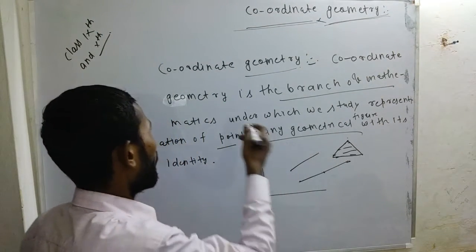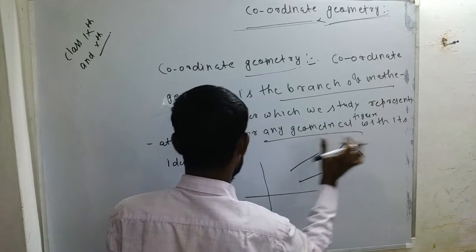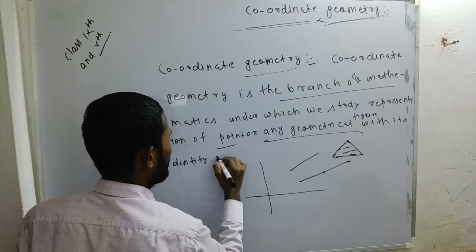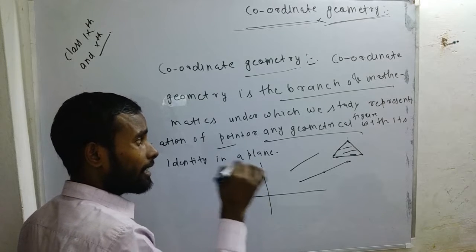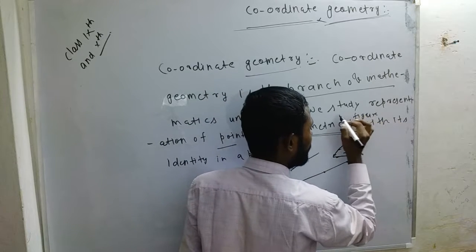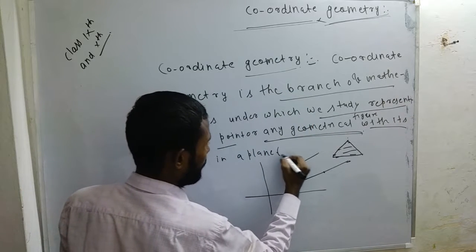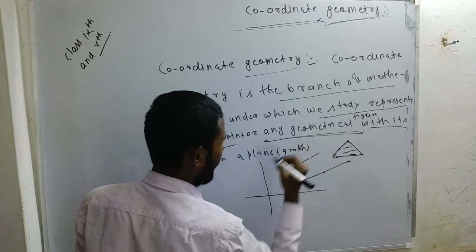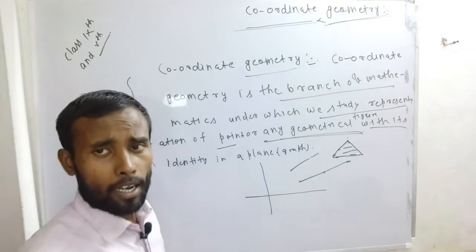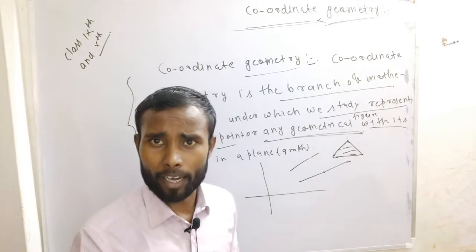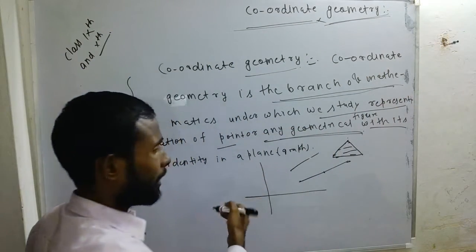So we can say that coordinate geometry is the branch of mathematics under which we study the representation of a geometrical figure with its identity in a plane. That means we can say a graph. We can define coordinate geometry in many ways, just like the study of algebraic equations on a graph is called coordinate geometry. But this can also be defined in this way.